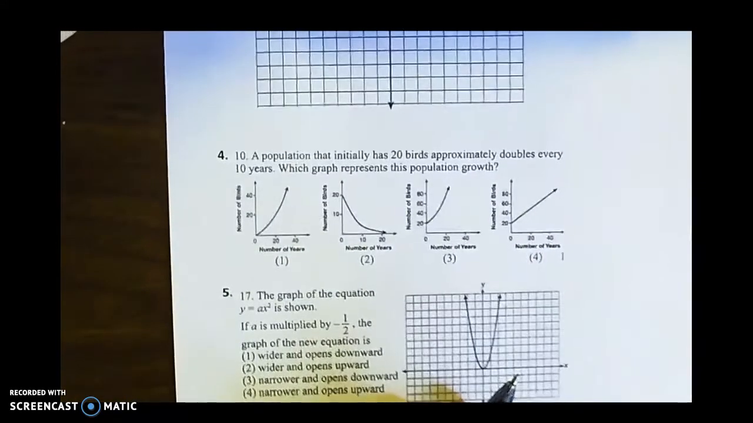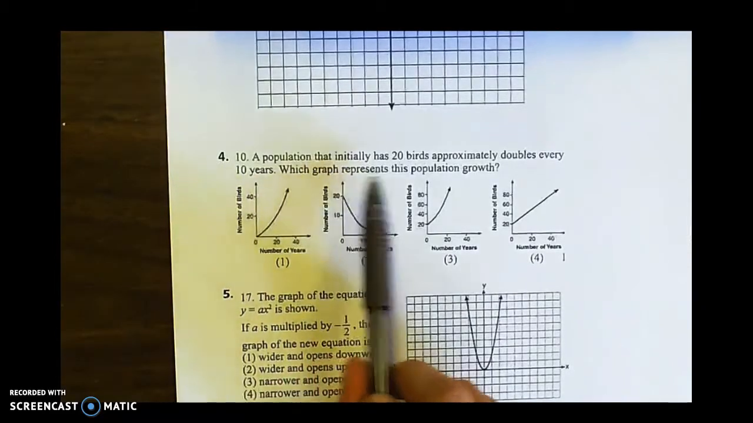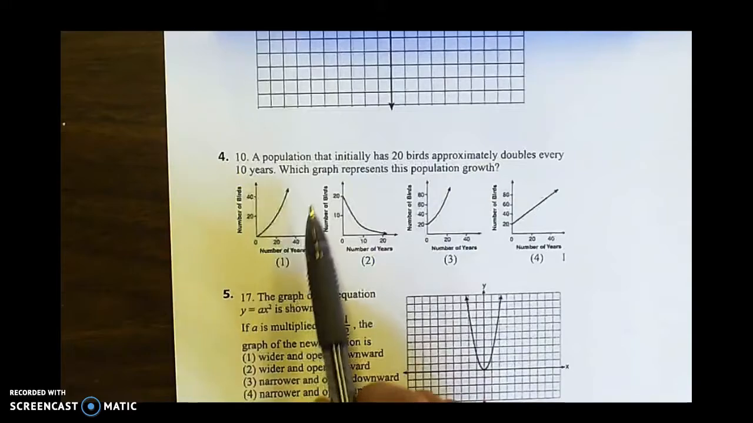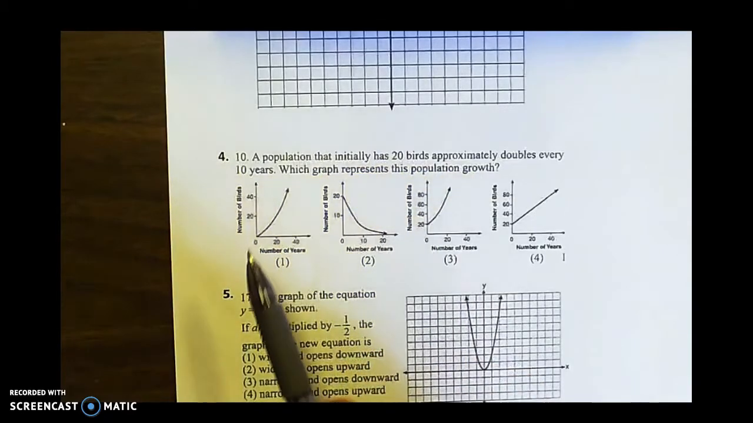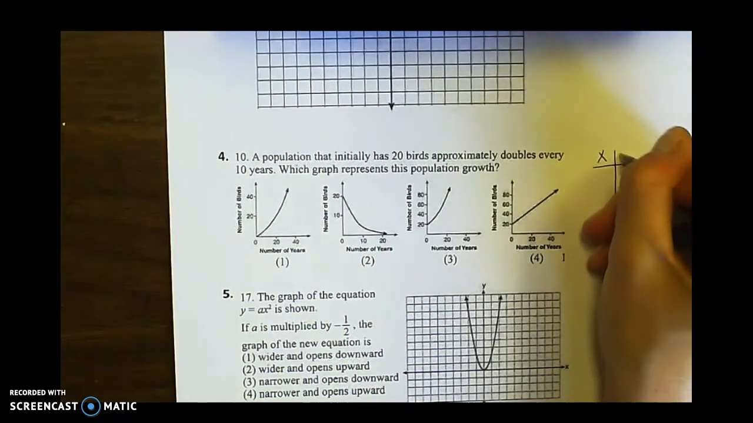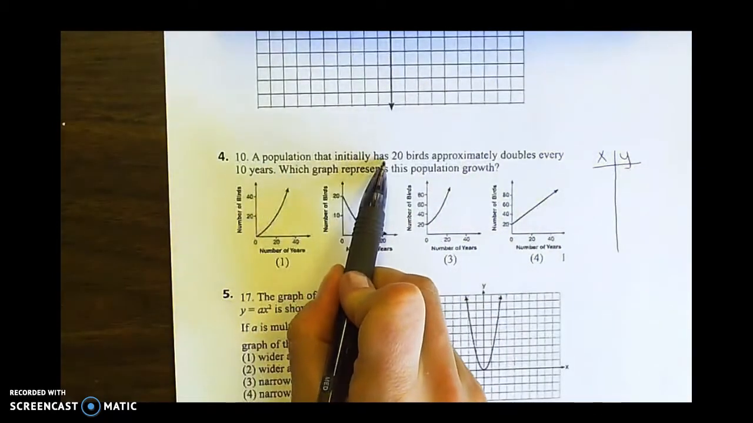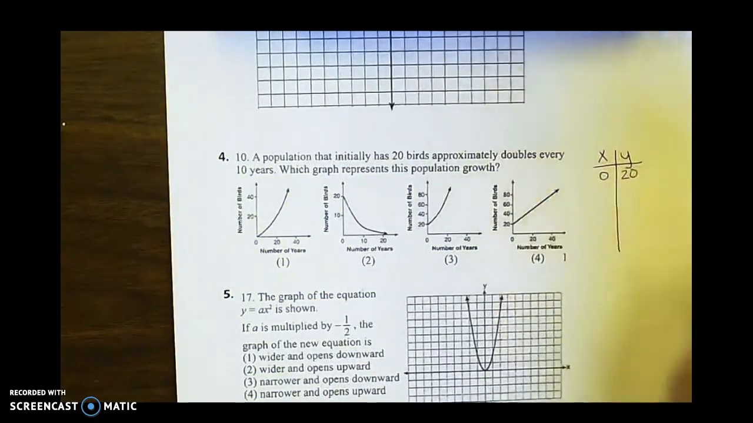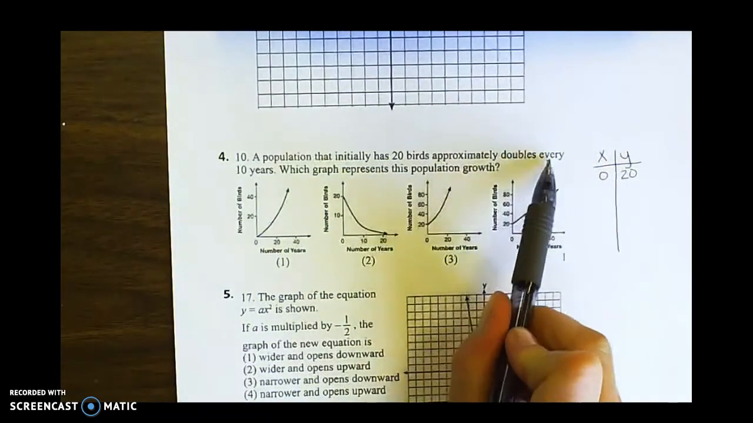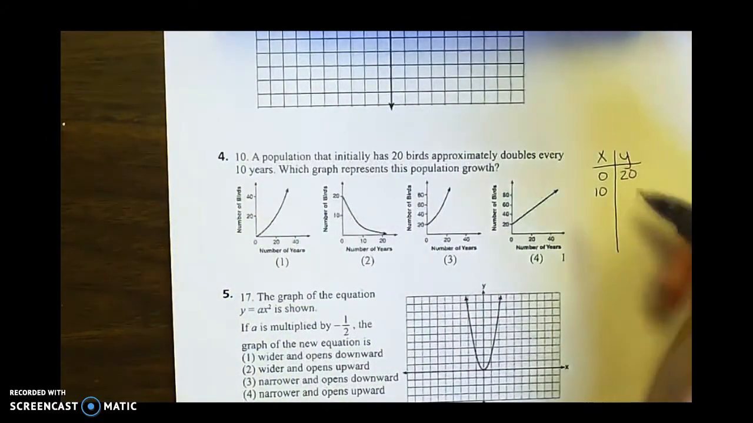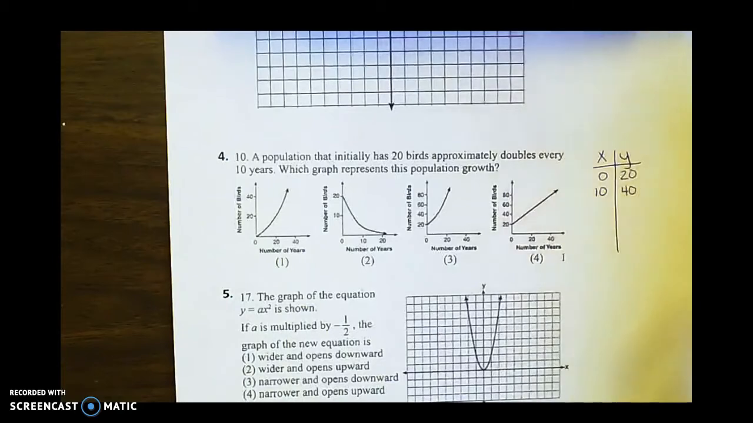All right, let's take a look now at number 4. A population that initially has 20 birds approximately doubles every 10 years. Which graph represents this population growth? Instead of guessing, I'm going to go off to the side and make myself a table of values. It says the population initially has 20 birds, so at time 0, it's at 20. Now it's going to double every 10 years. So in 10 years, instead of 20, it's going to double and we're going to have 40.